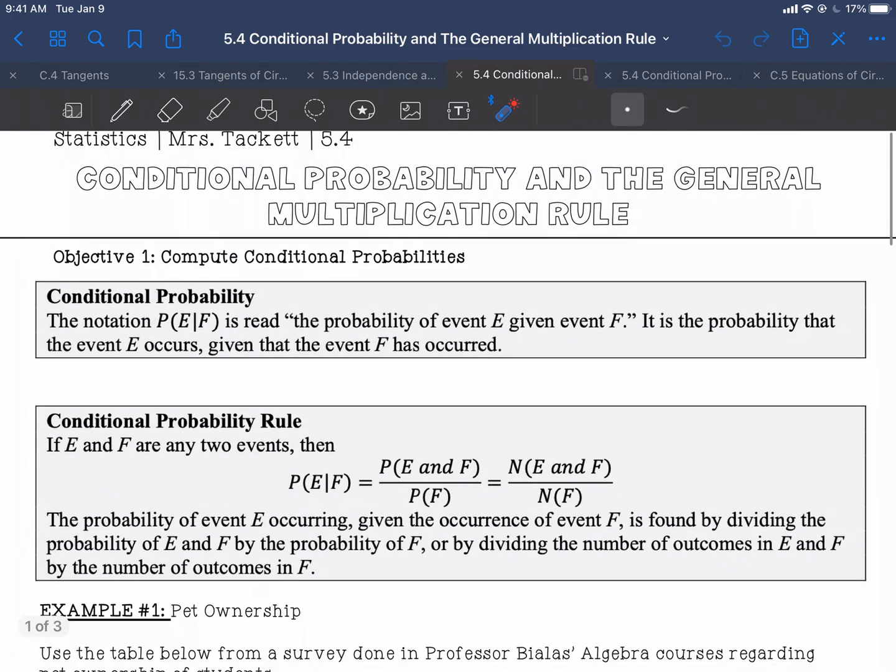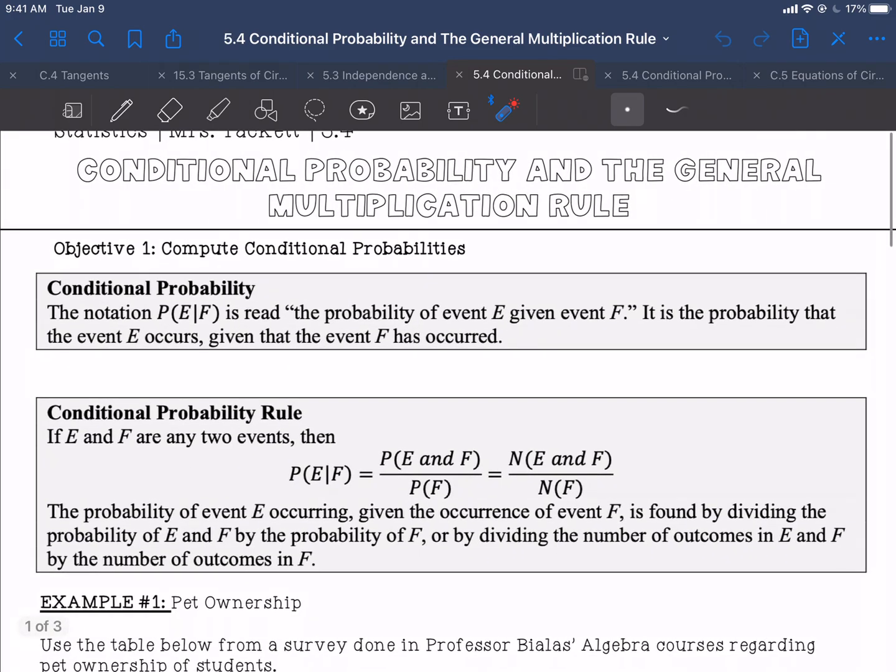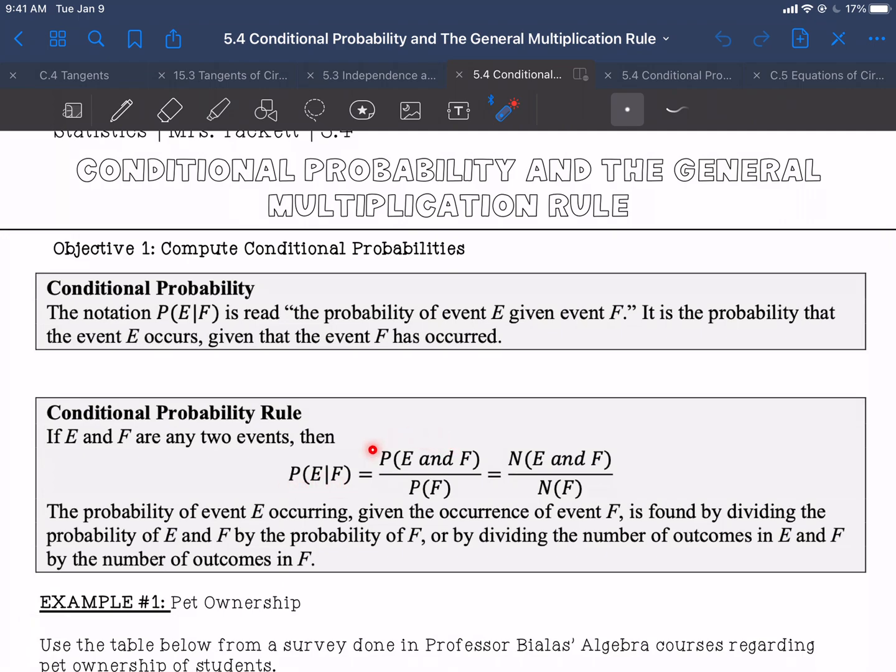So, our formula for that is the probability of E given F is you find the probability of E and F and divide by the probability of F. All right, so notice it's the probability of the given part that goes in the denominator. So to find that, we're taking the number of times that E and F occur and dividing by the number of times that F occurs.